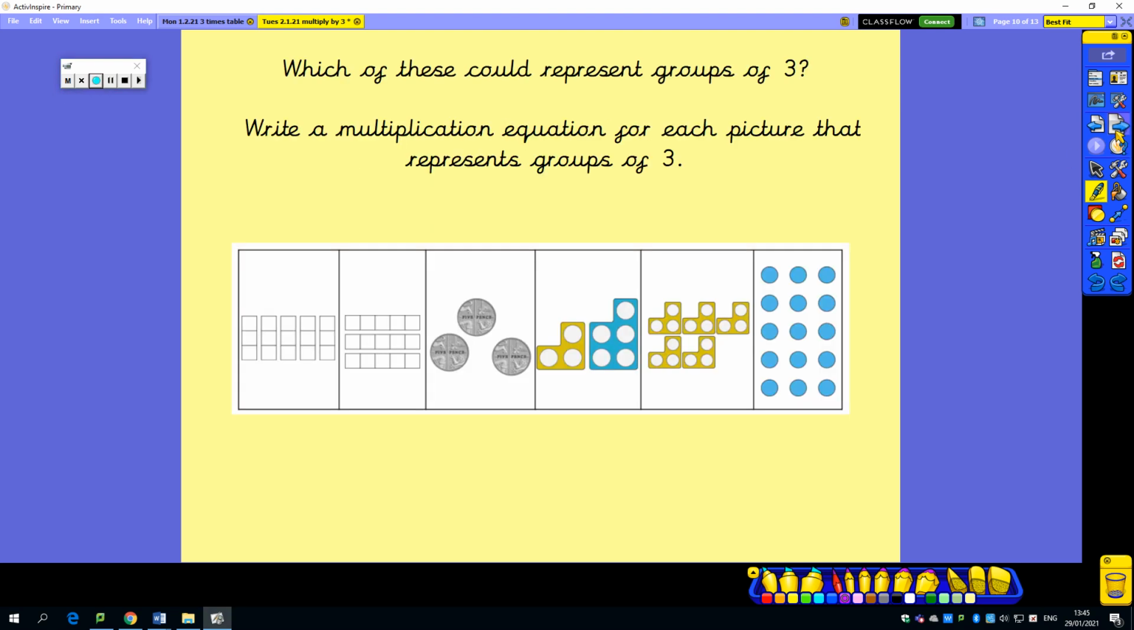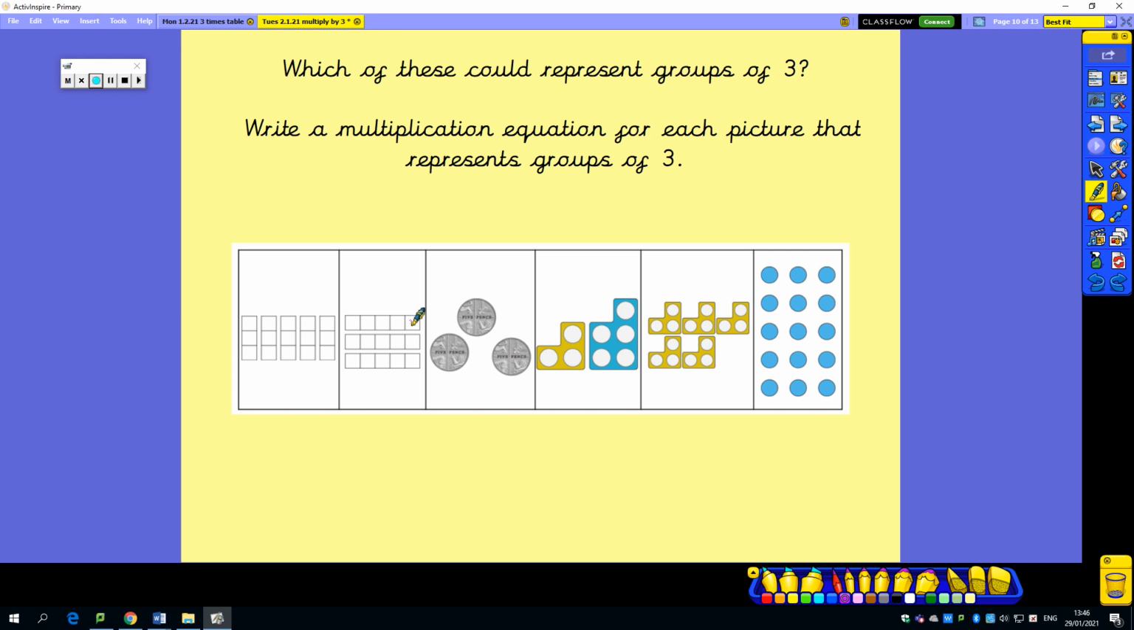Okay, so moving on. There's some representations down here, and I want you to have a think about which of these could represent groups of 3. So let's have a little look. Which of these do represent groups of 3? I can see groups of 3 here. Can you see in my array there are some groups of 3? Does this one represent groups of 3? Look how they have been grouped together.